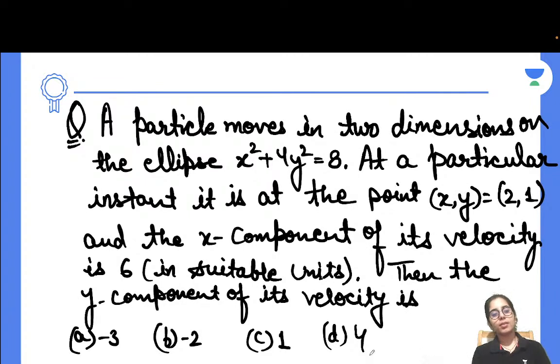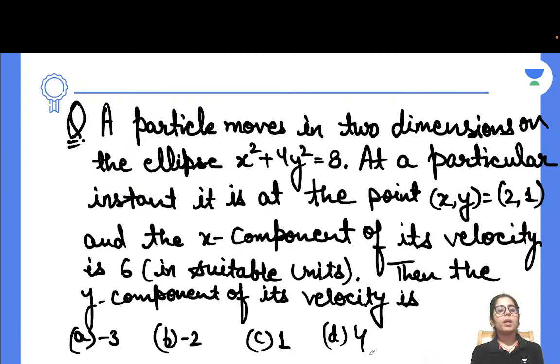So actually in this case they have given a particle moves in 2 dimensions on the ellipse, x square plus 4y square is equal to 8. Now at a particular instant it is at the point x comma y is equal to 2 comma 1 and the x component of its velocity is 6. Then the y component of its velocity will be?